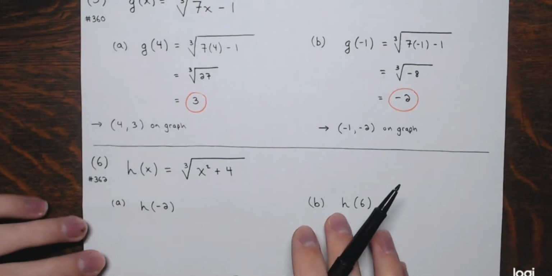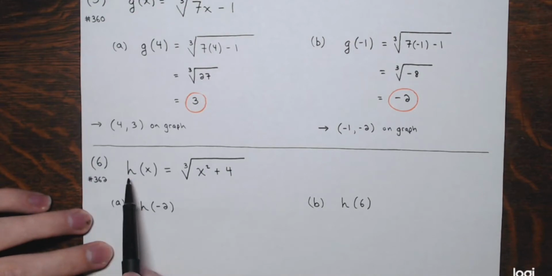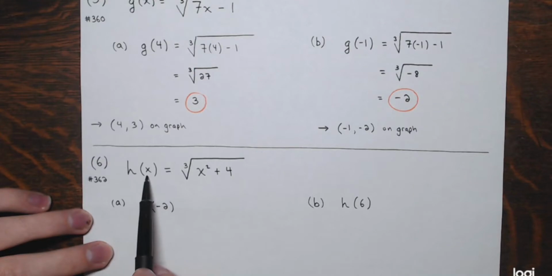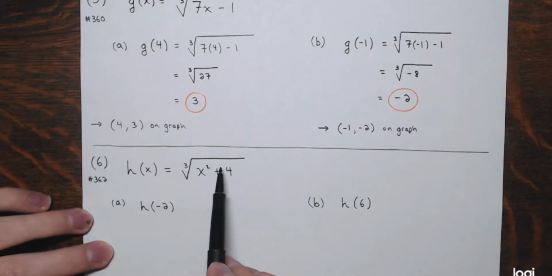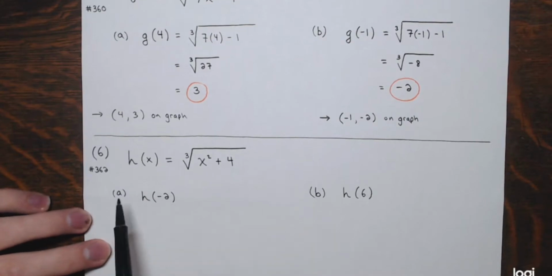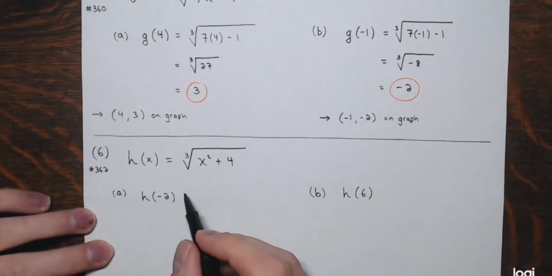All right, so number 6, same thing. This is number 362 in the text. We have this function called h. The input is x, and the output is h of x, right? H of x equals, and here's how you calculate the output, the cube root of x squared plus 4. All right, so part A, I'm inputting -2 for x.